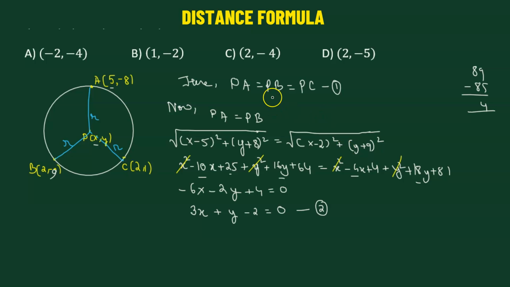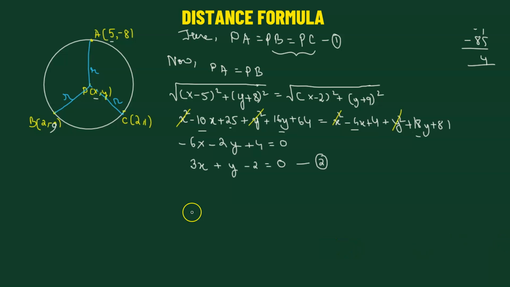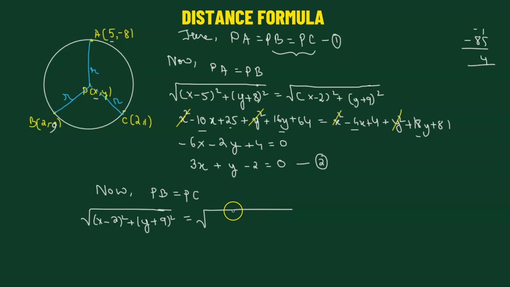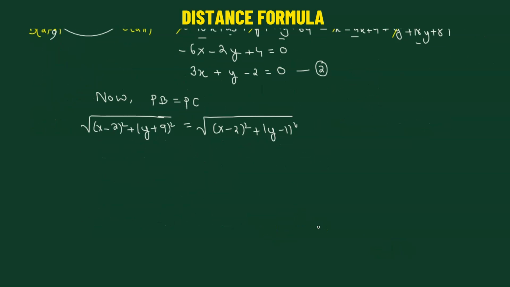Now we'll take the equation PB equals PC. If we do PB equals PC, we'll get a new equation in terms of x and y. Using the distance formula, PB corresponds to the square root of x minus 2 whole squared added to y plus 9 whole squared. This will be equal to PC, which is the square root of x minus 2 whole squared added to y minus 1 whole squared. We will solve this to find an equation in x and y.